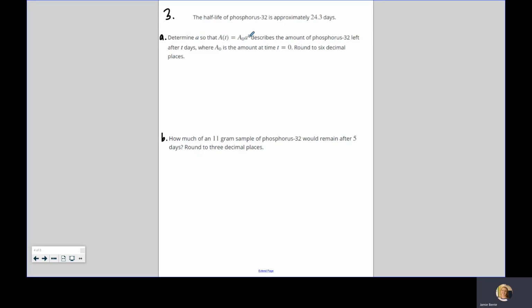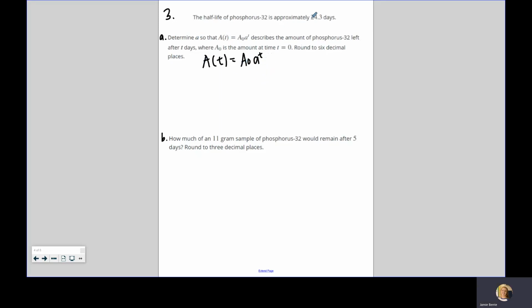All right, so what we're trying to figure out here is little a. Now, we don't know anything right now. We don't know what A sub 0 is. We don't know the initial value of phosphorus-32. We don't know the decay rate. We don't know the amount that we currently have, but what we do know is that the amount that we currently have is half of what we started with. So A of t, the amount of phosphorus-32 that we currently have, is half of what we started with.